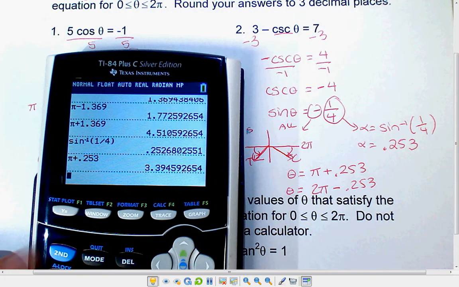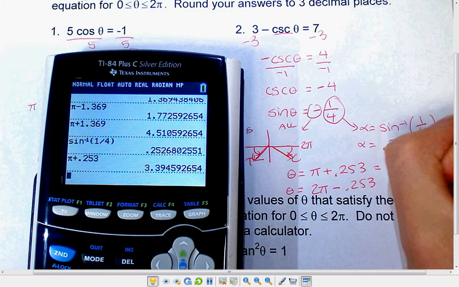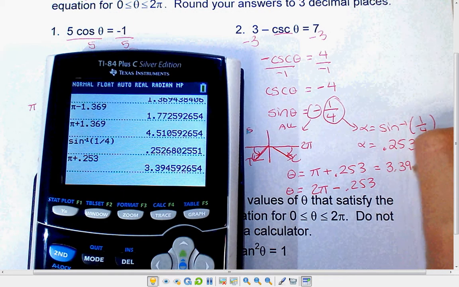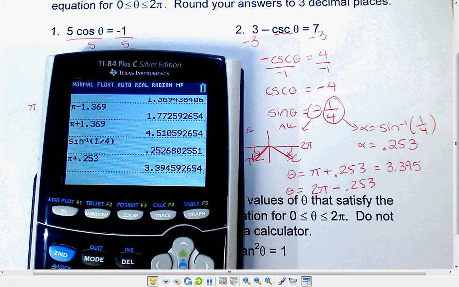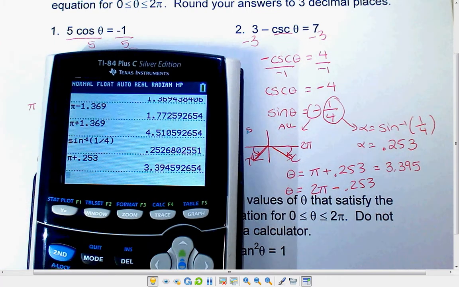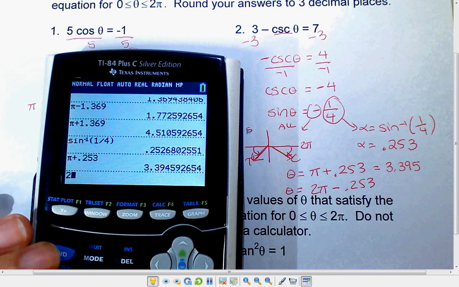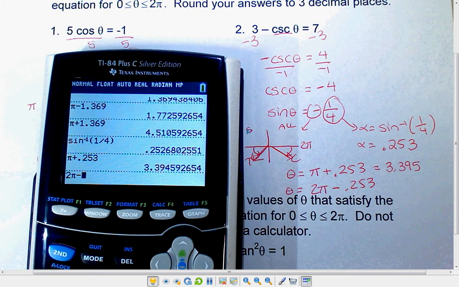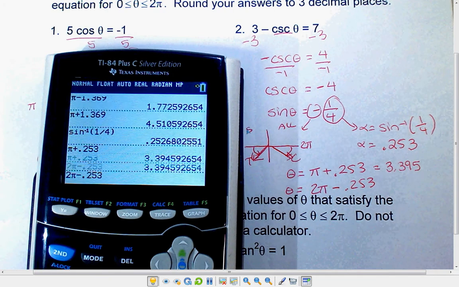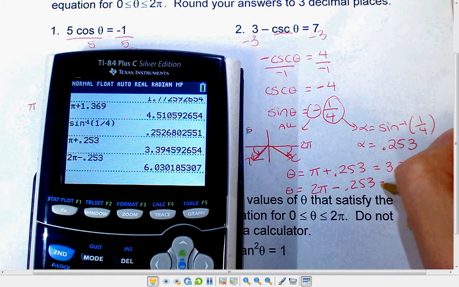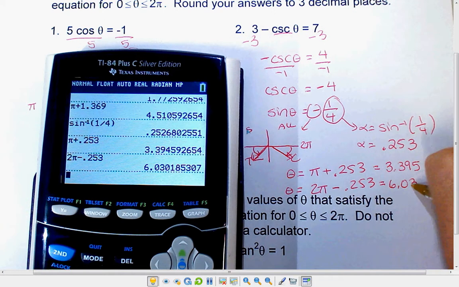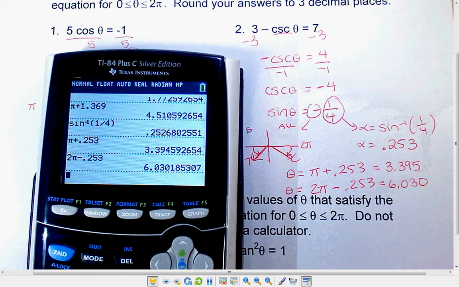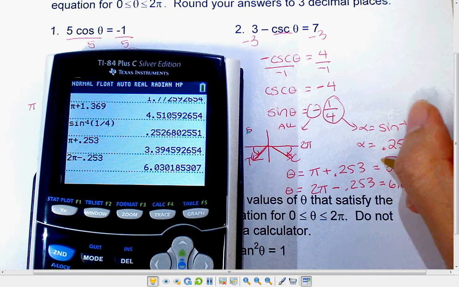So pi plus 0.253 gives you 3.395. And then we have 2 pi minus 0.253, and that gives us 6.030. So here are our two answers.